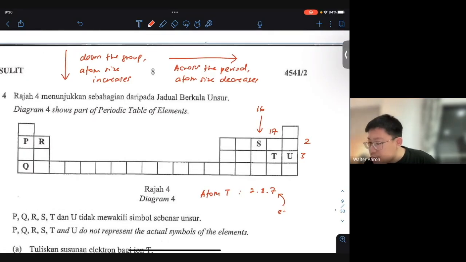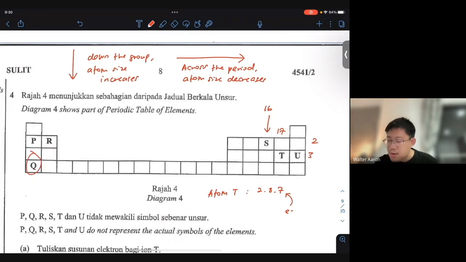So the largest atom, I would say, will be Q for sure. We start with Q, isn't it? So Q will start first. And then after that, we'll talk about this next one. Period 3. Period 3 got T and U. U comes after T, isn't it? So U has a smaller size than T. So after Q will be T, and then only U.